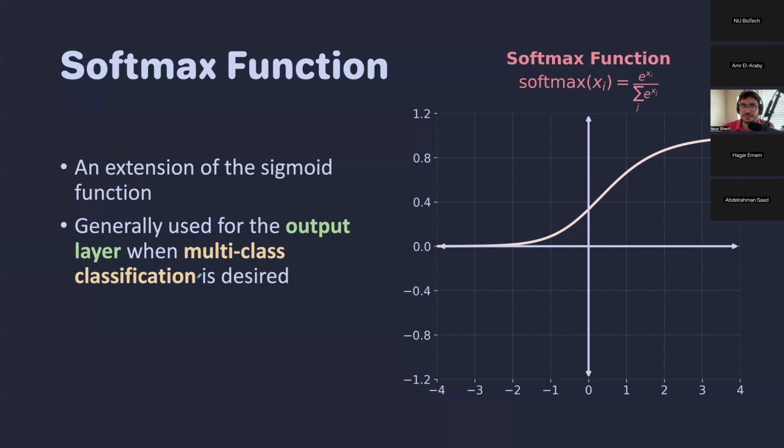And this is typically, the softmax function is typically used, as I said, in passing the output from the hidden layer to the output layer when we're designing a network to do a multi-class classification.